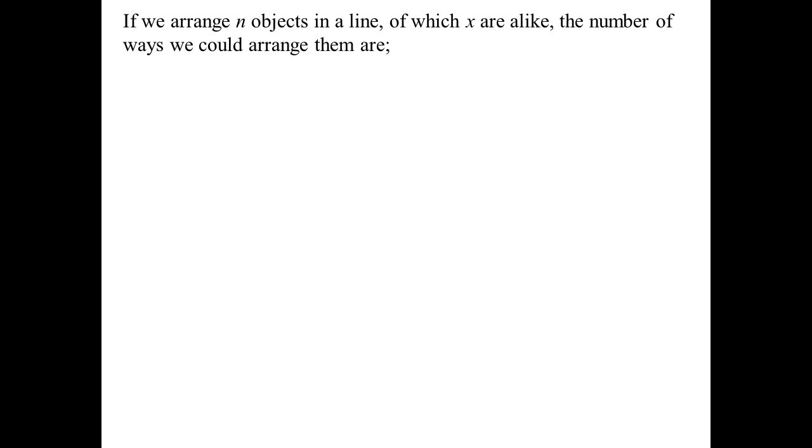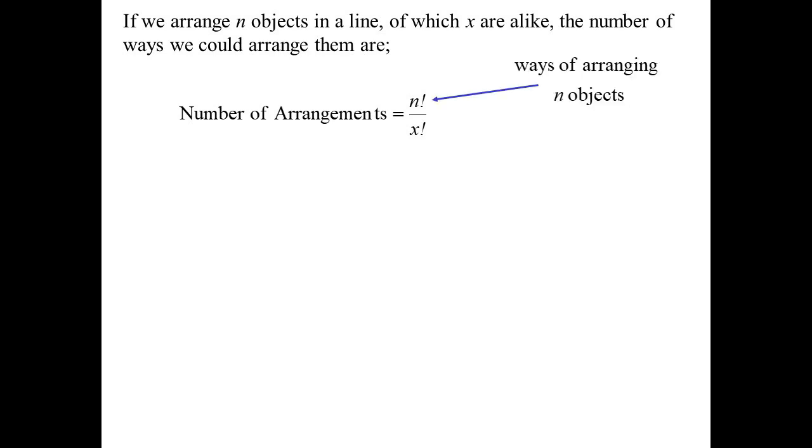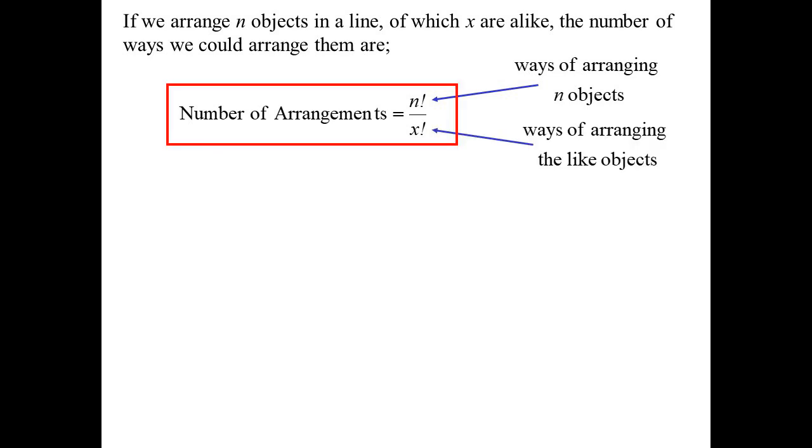So if we've got n objects, we're going to arrange them, but x of them are the same, then that's the number of ways we end up arranging them: n factorial divided by x factorial. Now where does it come from? Well, n factorial would be the number of ways if they were all different. What we end up dividing by is the number of ways we could have arranged the objects that are the same if they were different. But because they're not different, their arrangement doesn't matter. So that's why we're dividing by the number of ways they can be arranged.